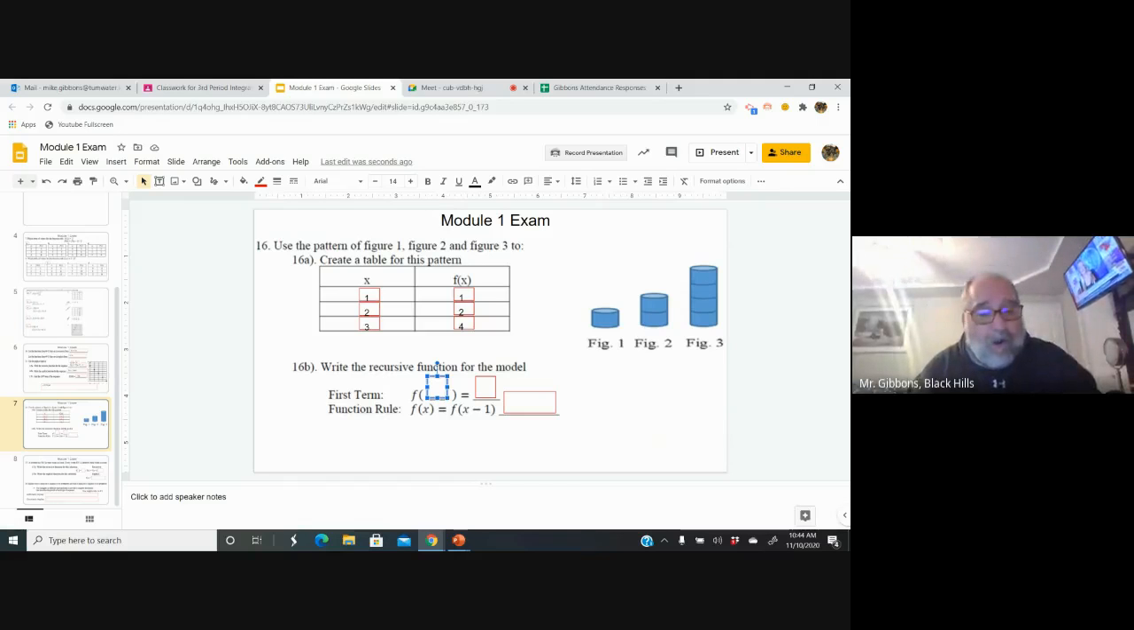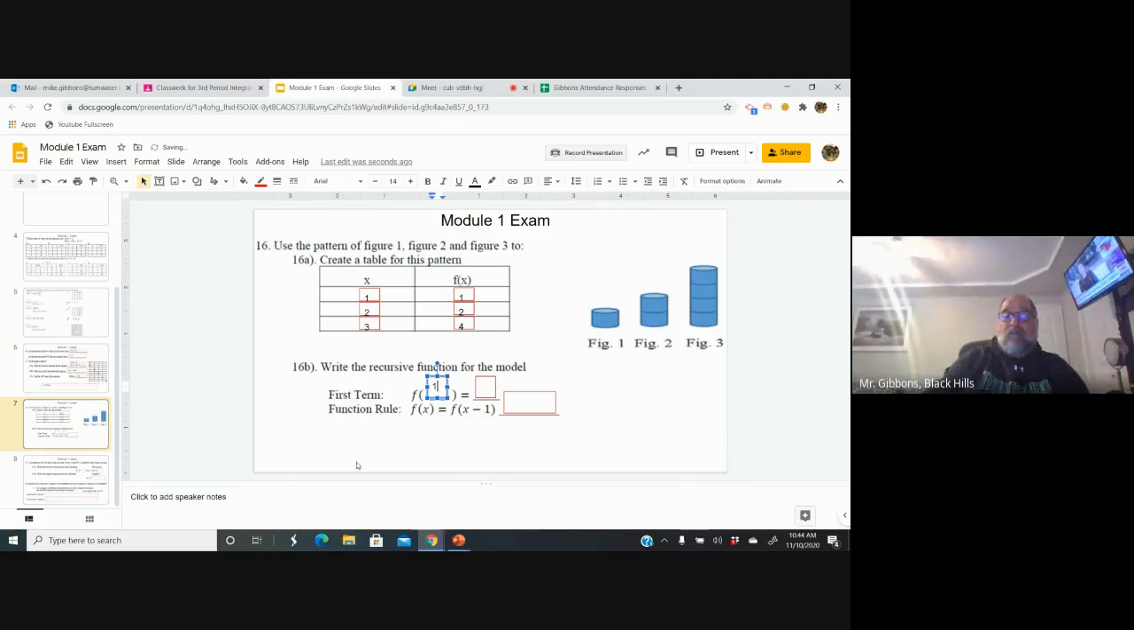And what does f of 1 equal according to our table? You see that right here. Figure 1 is 1 cylinder. So f of 1 equals 1. And then f of x equals f of x minus 1. And right here, you put your pattern of change.